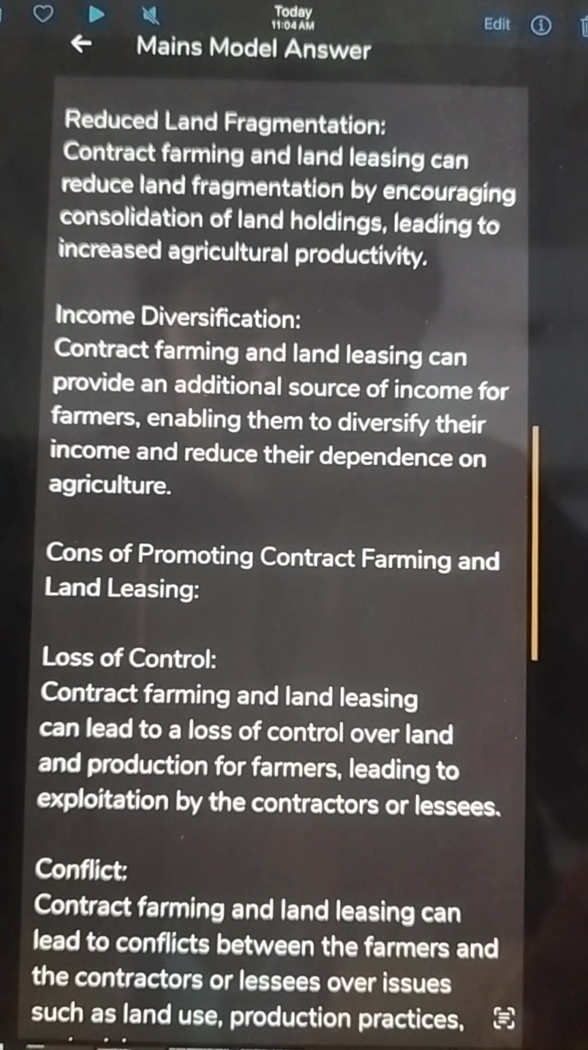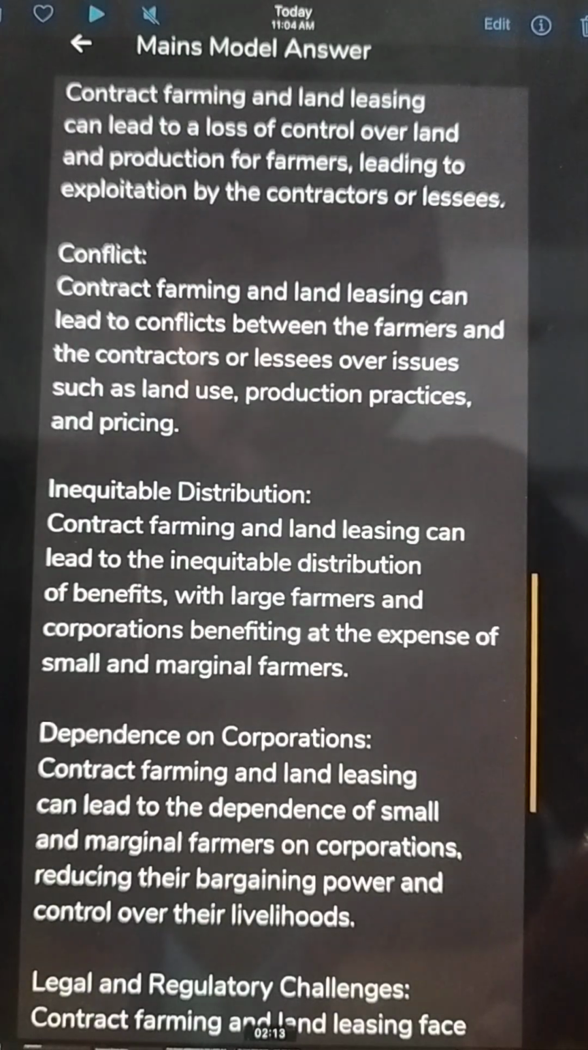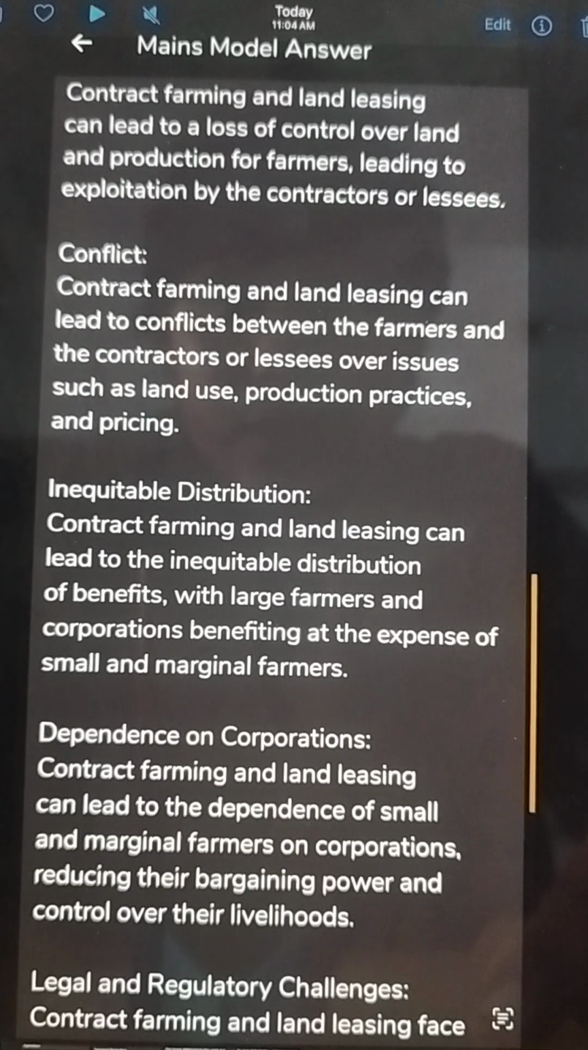Then, conflicts. Contract farming and land leasing can lead to conflicts between the farmers and the contractors or lessees over issues such as land use, production practices, and pricing. Then inequitable distribution. Contract farming and land leasing can lead to inequitable distribution of benefits, with large farmers and corporations benefiting at the expense of the small and marginal farmers.